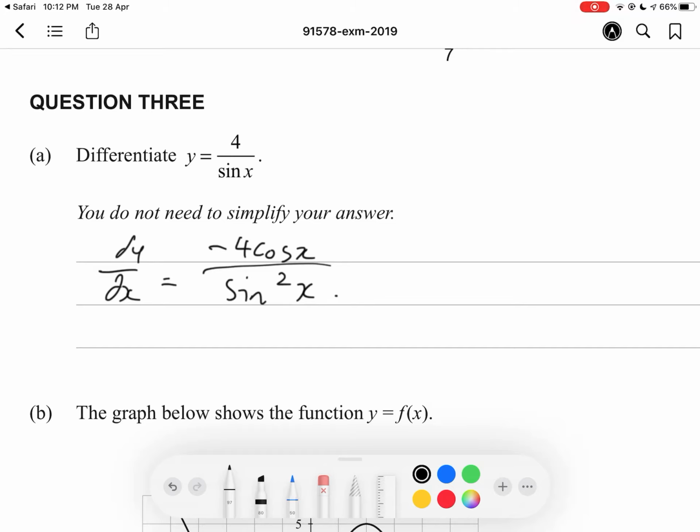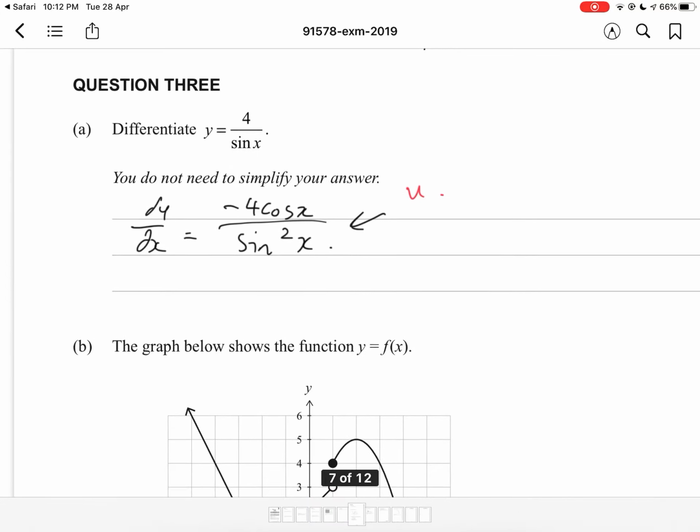Okay, so what they have here is the same. They just moved the sine squared x to the top. So yeah, this is the same thing. So this is an achieved level mark here.